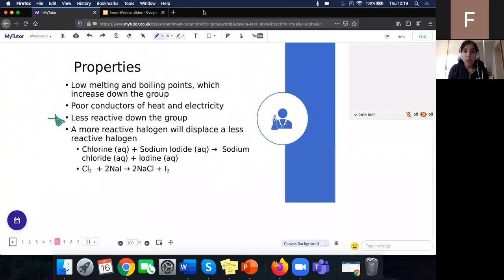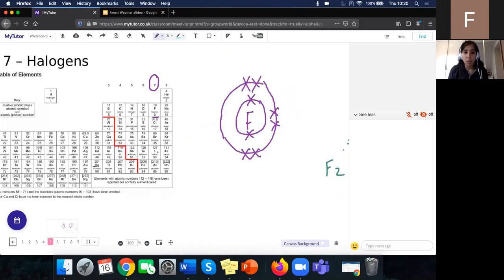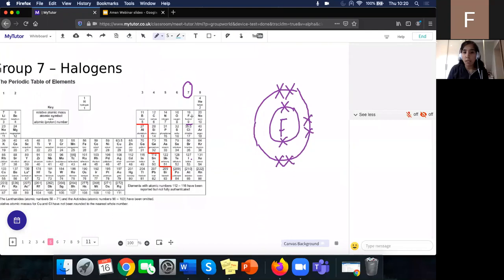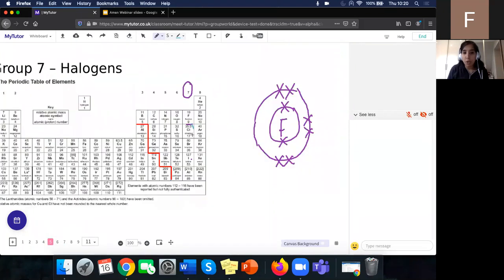The only reaction we need to know about with halogens, and the one that is often tested, is about a more reactive halogen displacing a less reactive halogen. So displacement means that it effectively removes it. So if we look at chlorine reacting with sodium iodide, if we go to our periodic table, I said that the more reactive halogens are the ones on the top because they get less reactive down. So this is chlorine reacting with sodium iodide. So chlorine is more reactive than iodine because it's higher up.